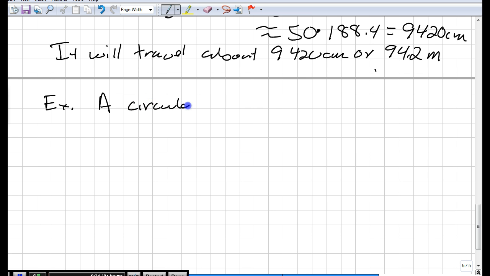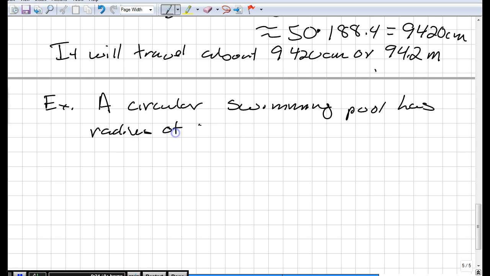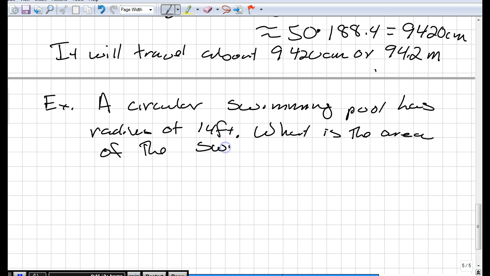Example 3. A circular swimming pool has a radius of 14 feet. So you have to pay attention to whether you're given radius or diameter. What is the area of the swimming pool? Use pi approximately 22 over 7.